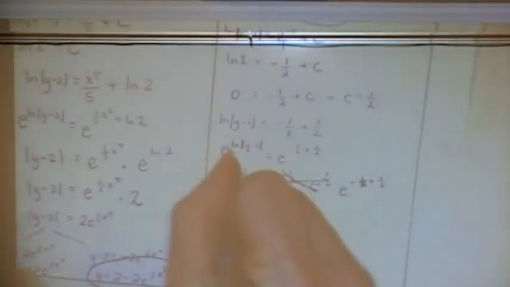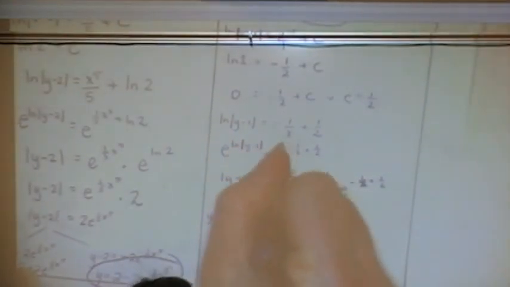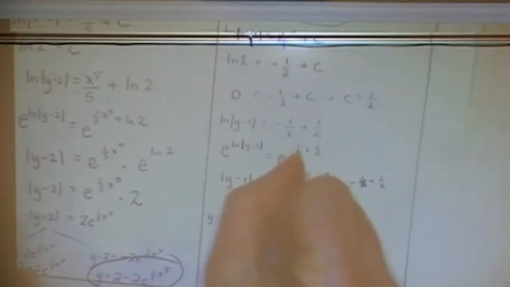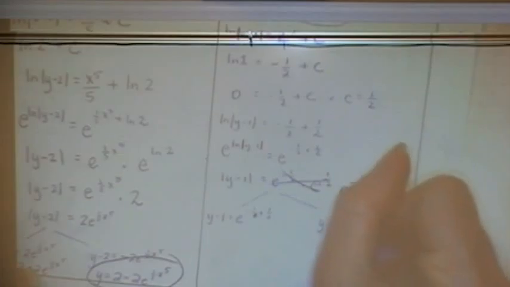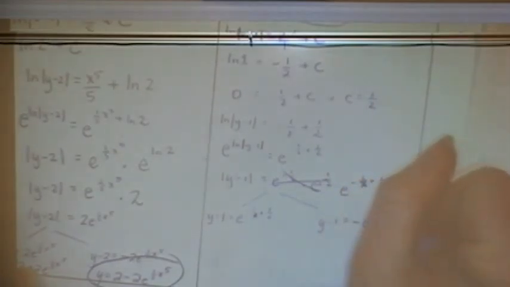Alright, now, it's an absolute value equation, so we do have to split it into 2 pieces. y minus 1 equals e to the negative 1/2, 1 over x plus 1/2. And the other one: y minus 1 equals negative e to the negative 1/2, 1 over x plus 1/2.